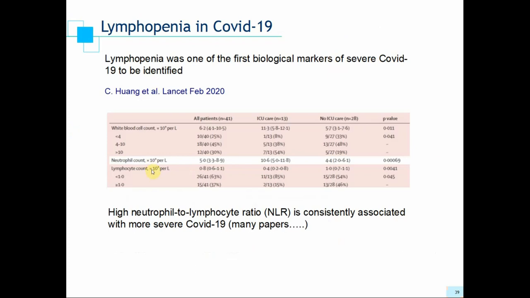So you look at the lymphocyte count here in patients who are in the ICU. It's much lower than in patients who don't need intensive care. And conversely, there's an increased neutrophil count.